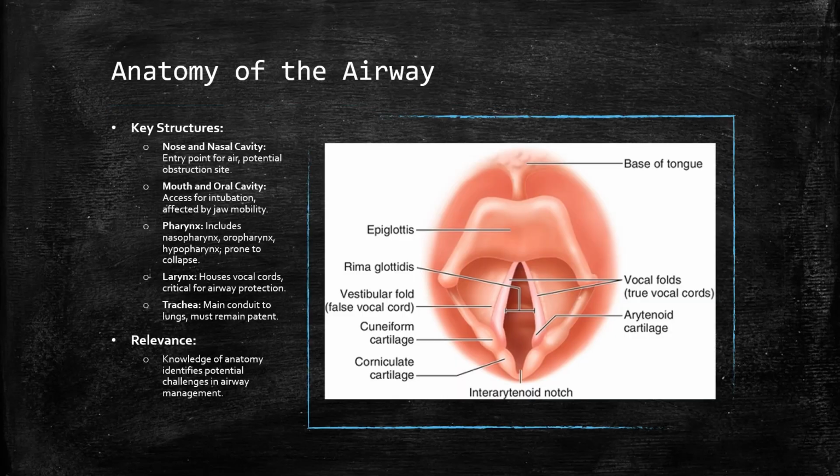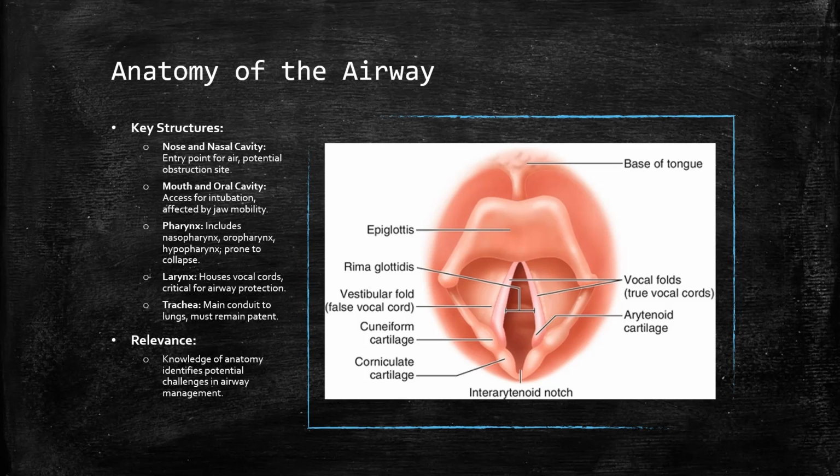Anatomy of the airway. To assess an airway, we first need to know what we're dealing with anatomically. The airway starts at the nose and nasal cavity, our air entry point. But things like nasal trauma can block it. Next, the mouth and oral cavity are our main access for intubation. Limited jaw mobility can make this tough.